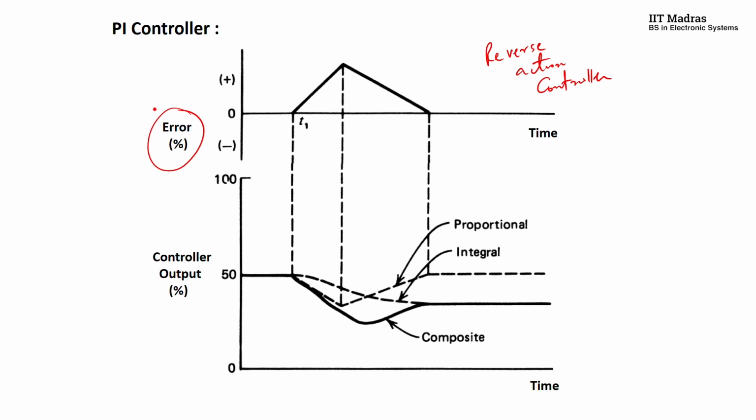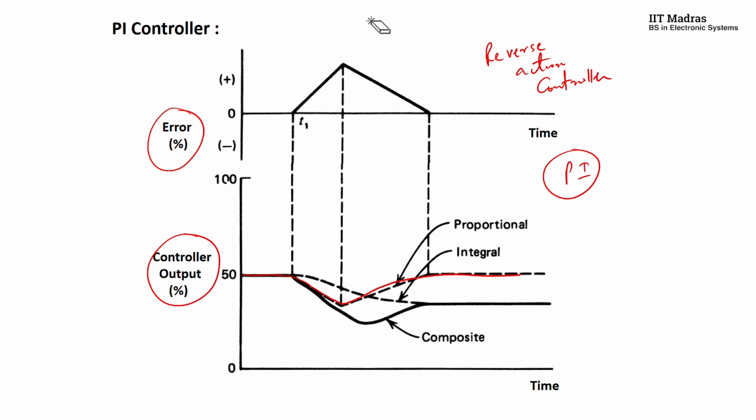The first subplot is that of the error, the second subplot is that of the controller, and the controller is a reverse acting controller, and this is a PI controller. There are two components of it. One is the proportional component, which you can see clearly is something like this. This is the proportional component, which almost resembles the upper error curve because it's proportional. But since the controller is reverse acting, you can see a reverse triangle here.